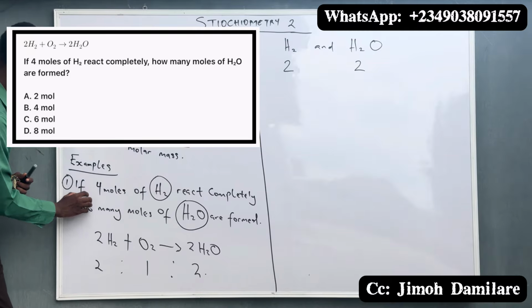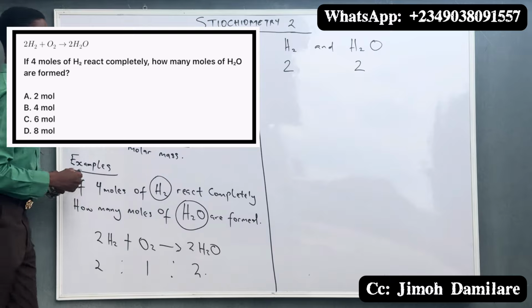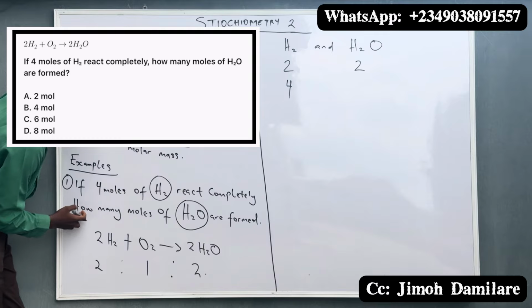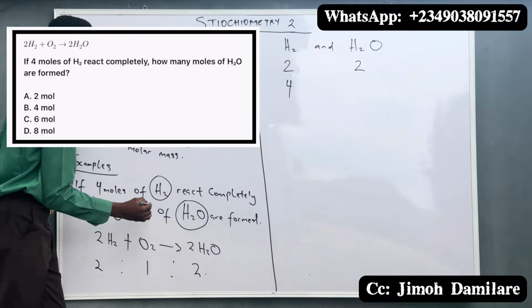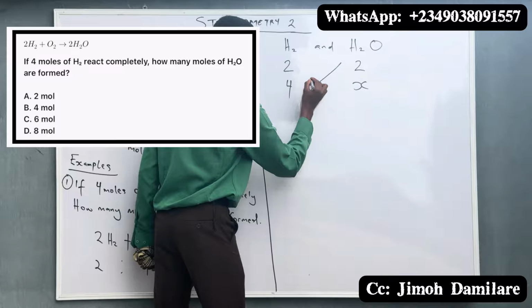The question now says if 4 moles of H2 react completely. So we have 4 moles of H2, so that will be our second mole, which is 4 mole. The question now says how many mole of H2O will be formed. So we don't know the mole of H2O that will be formed. In order to get this, you can just cross multiply.